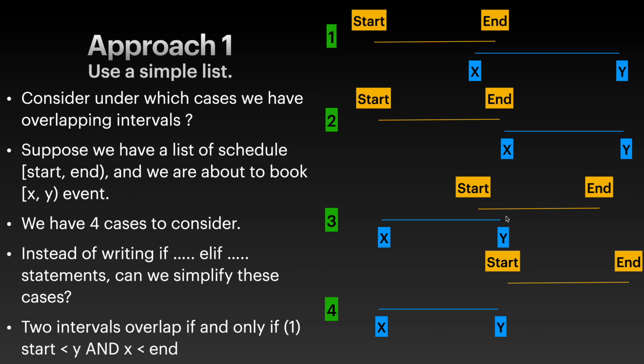There will be this: if start is less than y and x is less than end. If you apply this to the first case, start is definitely less than y, and x is definitely less than end, and the same in the other case. Because of this, we don't have to write if-else statements. We can just check this condition once, and that should simplify this code a lot. Instead of writing if and else-if statements, just use this one, and that should take care of this problem. So that is the first approach, and let's look at the code for it.